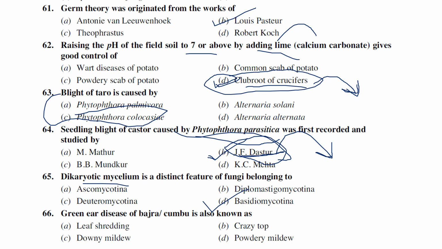Then the next one: green ear disease of Bajra or Kambu is also known as leaf shredding, crazy top, downy mildew. Generally, green ear of Bajra is known as downy mildew. Crazy top means maize downy mildew. Sorghum downy mildew is called leaf shredding. I repeat once again: leaf shredding means sorghum downy mildew, crazy top is maize downy mildew, and green ear of Bajra or Kambu is known as general downy mildew.